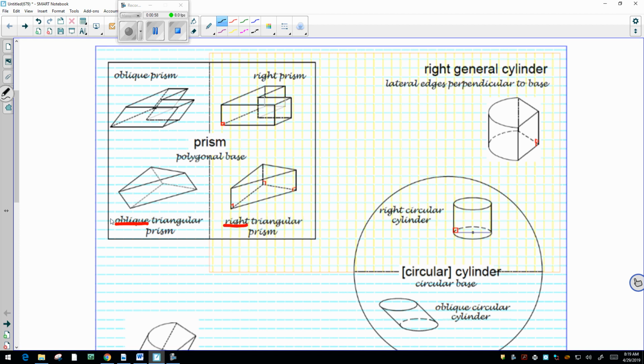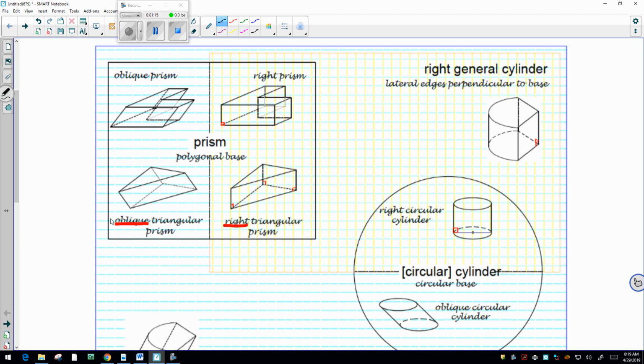Notice that the prisms all have, again, these shapes. So, for instance, this one on the bottom left is called a triangular prism. It's because the shape of the base is a triangle. Same thing over here, a triangular prism, the shape of the base is a triangle.